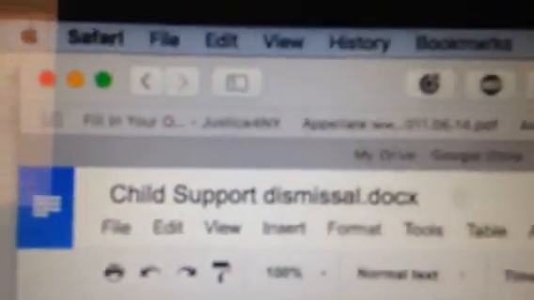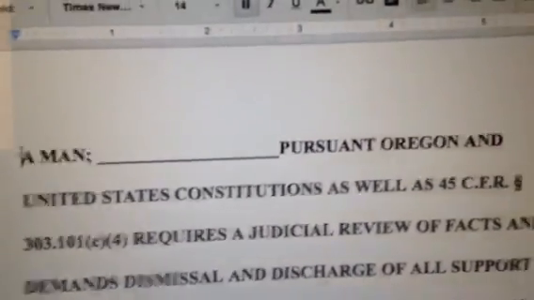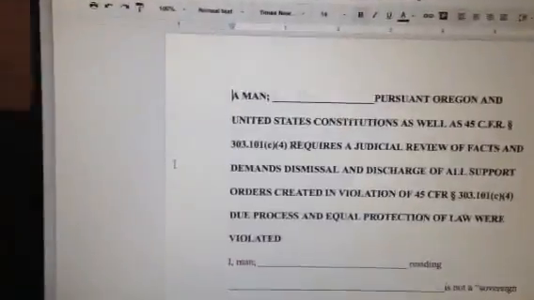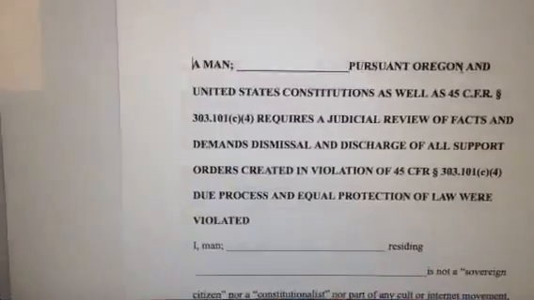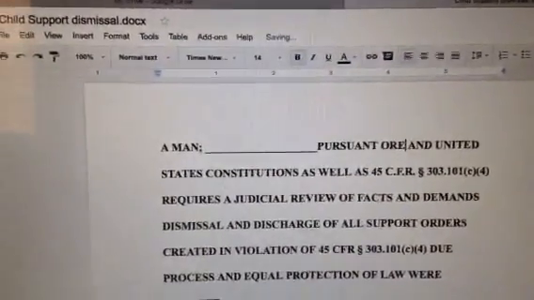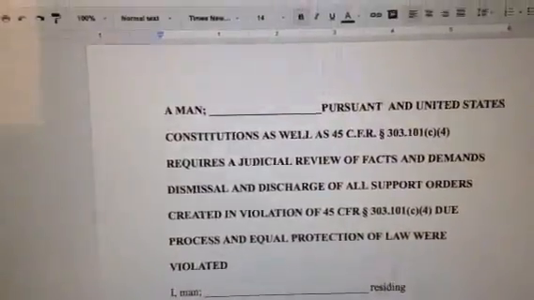A child support dismissal document that I'm going to leave in the description. Okay, now already I see I made a mistake here because I got a stupid state there. So what's going to happen here, you're going to put your state in there. So let me make a line. Hold on a second.